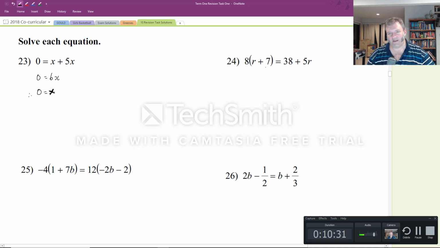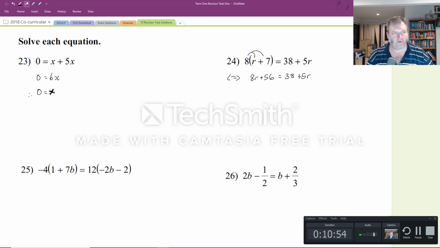On the right-hand side here, I could try and divide by 8. That's going to introduce ugly fractions, isn't it? So this is a situation where you want to use your distributive law and expand that bracket on the left first. So 8 times r is 8r. 8 times 7 is 56 equals 38 plus 5r.